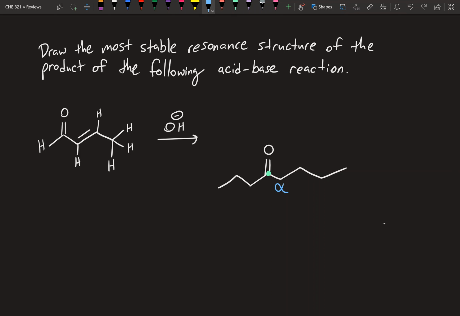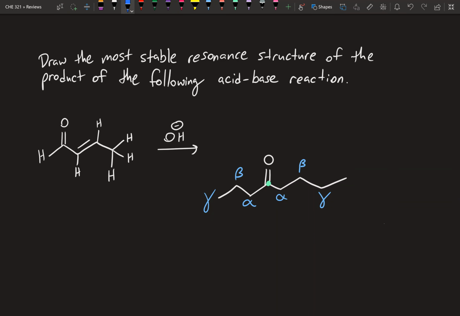This is going to be the alpha carbon right here, because that carbon is bound to the carbonyl carbon. The carbon adjacent to the alpha carbon is called a beta carbon. So that's the beta carbon, and the carbon adjacent to that is the gamma carbon. We can keep going on forever: alpha, beta, gamma, delta. The same applies to the other side, so we have our alpha, our beta, and then the gamma.